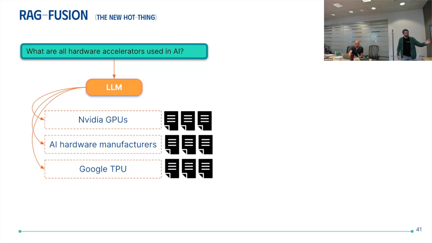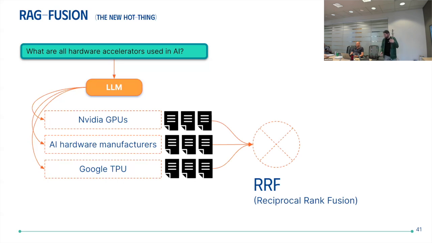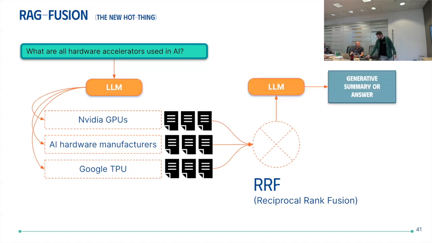similar queries could be like NVIDIA GPUs, AI hardware manufacturers with GPU, just making these things up. For each of them, we retrieve the context, the documents. Then we do the reciprocal rank fusion, which is an algorithm that merges the lists. And then we feed the top K results back into the LLM to generate the answer.